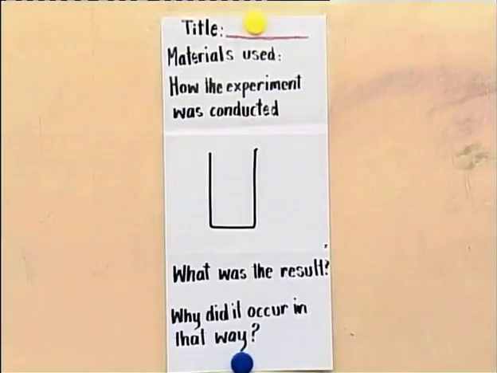Class and receiving students, on screen you can see your guide there. Now, first, after you put down the materials, just try to think back. First, what did you do? How was the experiment conducted? So you write down exactly what you did.